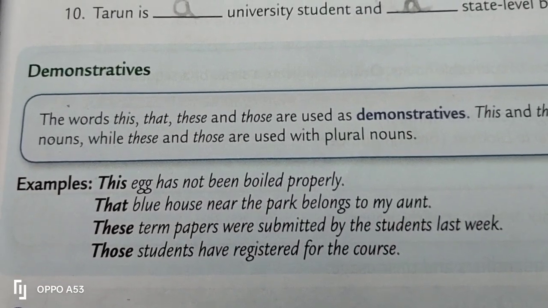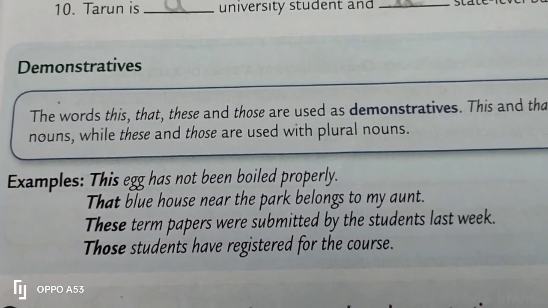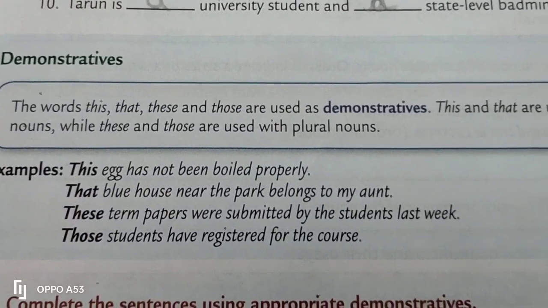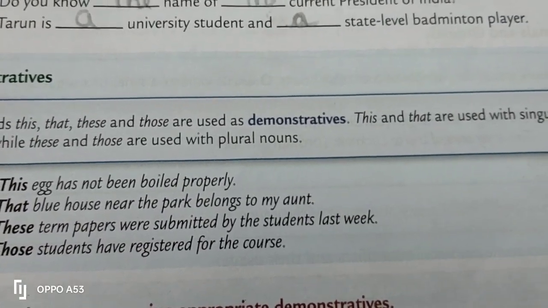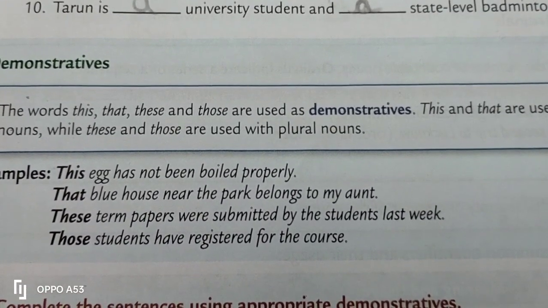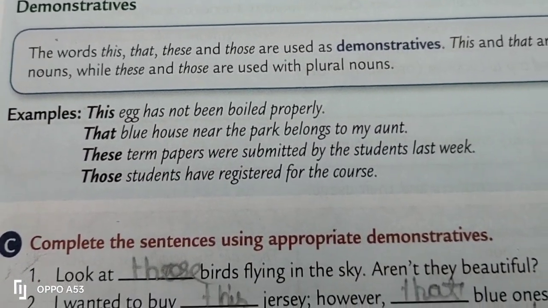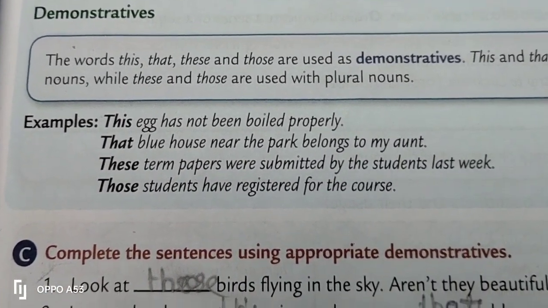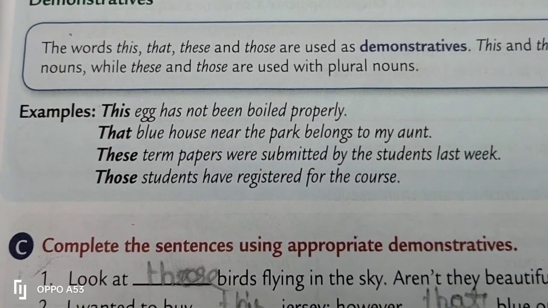You have got another determiner, that is demonstratives, like the words this, that, these and those. They are used as demonstratives, and this and that are used for singular nouns, while these and those are used for plural nouns. So here some examples are given to you. This egg, that is definitely speaking about not that egg but this egg, this boy and not that boy.